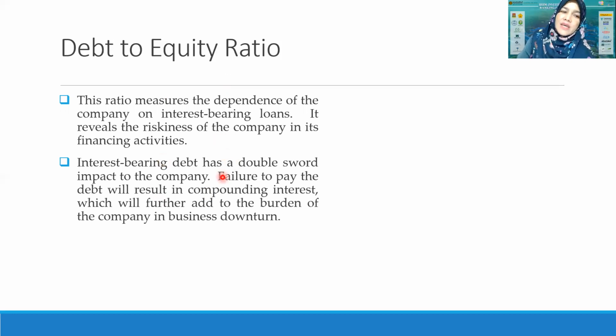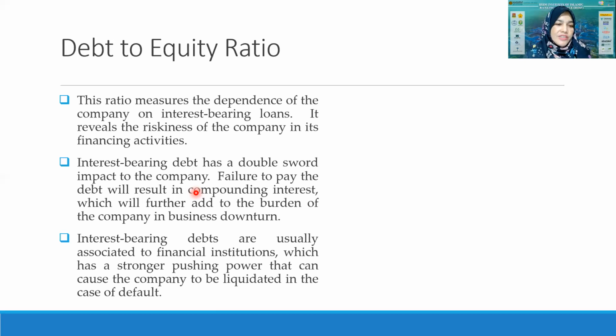Interest-bearing debt has a double-edged sword impact on the company. Failure to pay the debt will result in compounding interest, which will further add to the burden of the company in a business downturn. Of course, having a lot of debt will be detrimental to the company. If something happens, let's say the creditors or the bank charge them because they are not able to pay, this will of course lead the business into trouble.